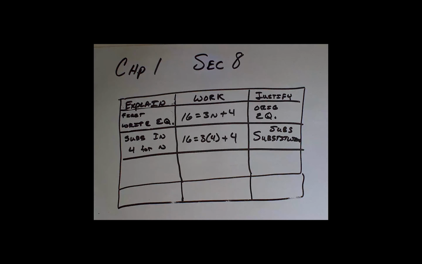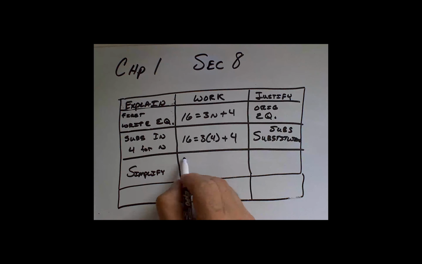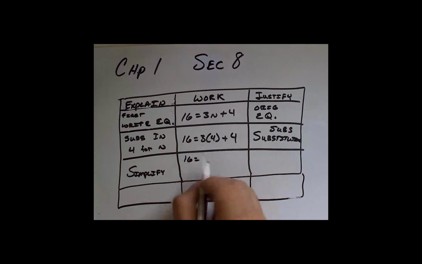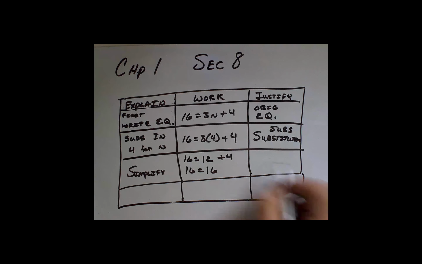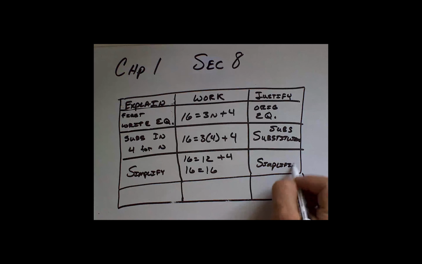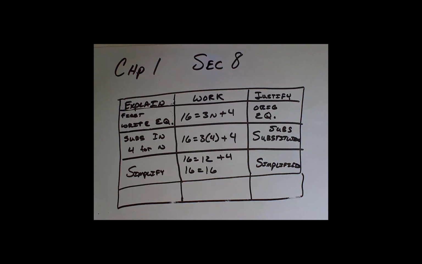Next, we're going to simplify. To simplify, we basically take this equation and we simplify it down. So we take 16 equals 3 times 4 is 12 plus 4. 16 equals 12 plus 4 is 16. We have simplified. All right, seems pretty basic so far.